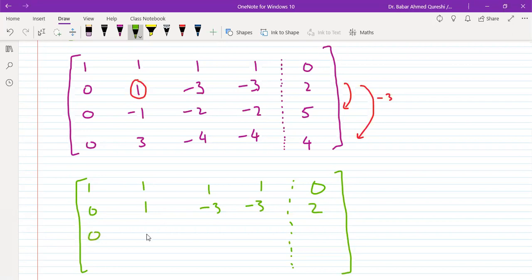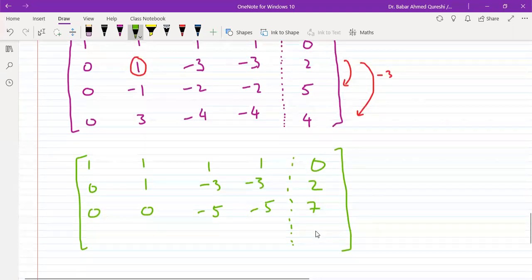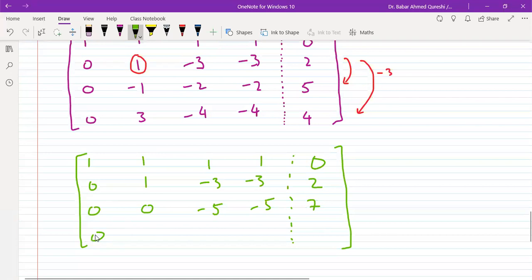And over here, just adding 0, -3 minus 2 is minus 5, 2 plus 5 gives me a 7, 0, -3 plus 3, 0. Minus 3 into minus 3 gives me a 9. 9 minus 4 gives me a 5.